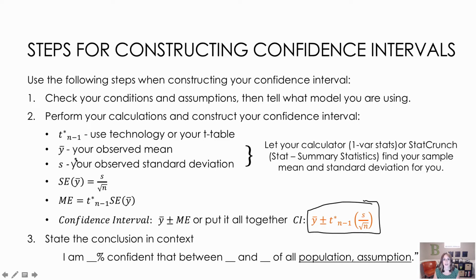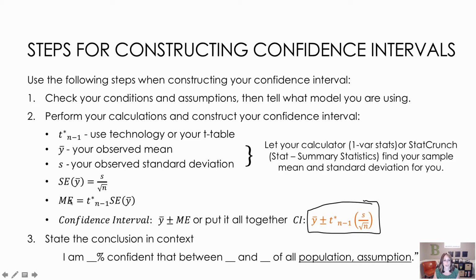We're going to take the values that we're given and find our mean and standard deviation. Quite often, unlike last week, they're just going to give you a list of data. If they do that, you're either going to plug them all into your calculator and do 1-var stats, or you're going to use StatCrunch to find these two values for you. The standard error we talked about is the standard deviation of our sample divided by the square root of n.